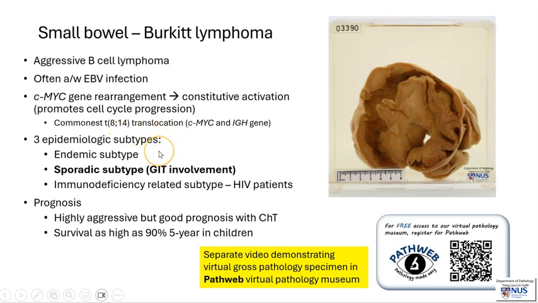There are three epidemiologic subtypes. The endemic subtype, which is usually found in Africa and causes Burkitt lymphoma of the jaw. The sporadic subtype, which we see here, and this is more likely to give rise to gastrointestinal tract involvement. And there is also an immunodeficiency-related subtype that is seen in HIV patients.